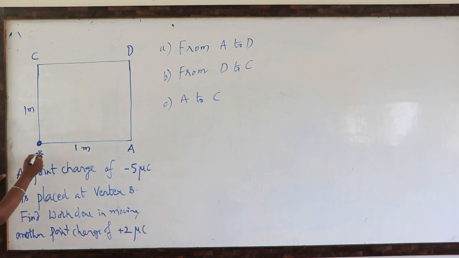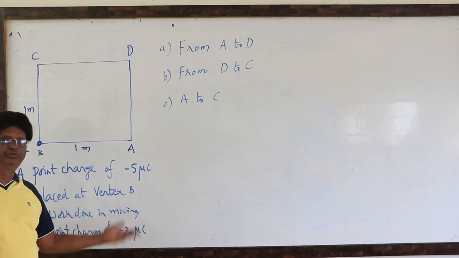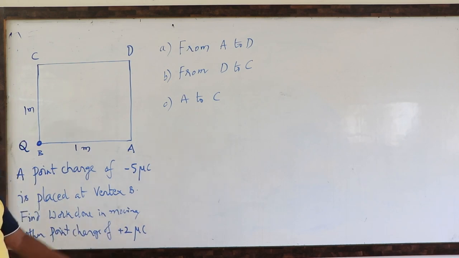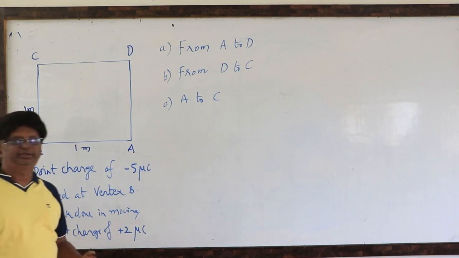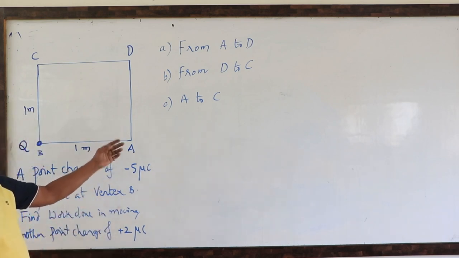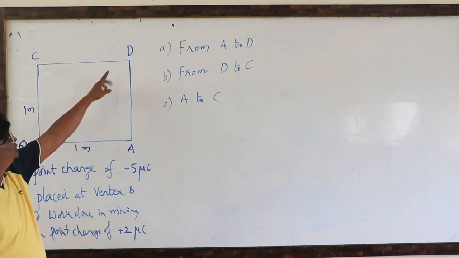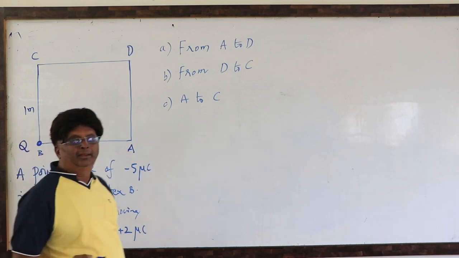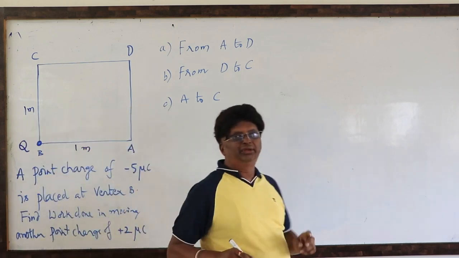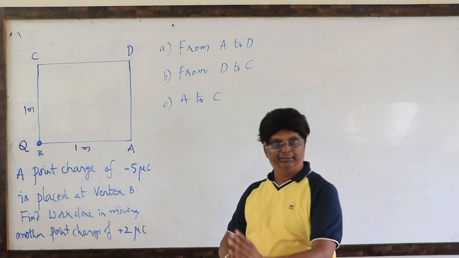The charge we have placed at B is capital Q, supposing, and if I consider this as another charge, Q1, Q2, capital Q, small q, whatever symbols, this is another positive charge. Now he has said, find the work done in moving from A to D, D to A, any such displacement is given. Here I asked for three: from A to D, from D to C, from A to C.